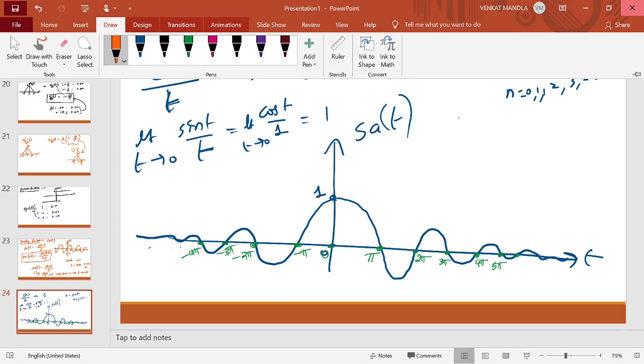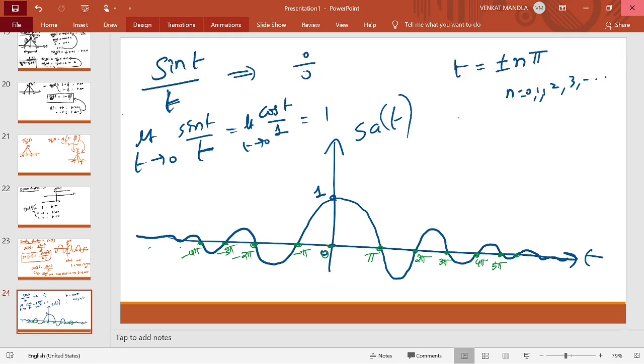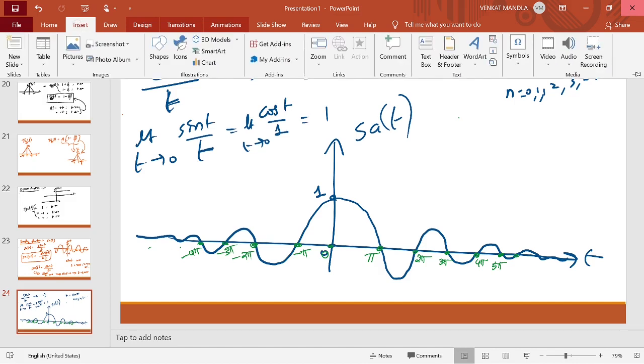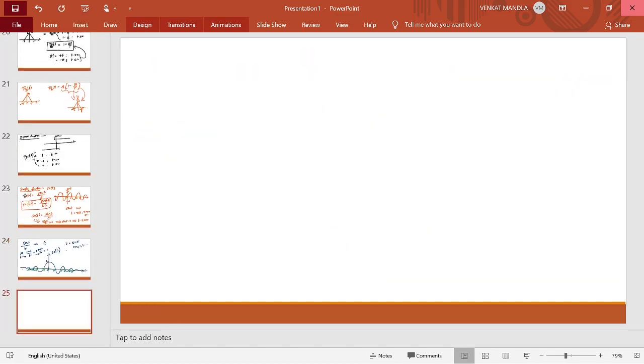And one more signal is there, same like the sampling signal: the sinc signal. So this is sinc t. So what is sinc t? Sinc t equals sin pi t by pi t. Inside the bracket there is no pi in the elementary form of the sine signal, but in representing sinc, it is sin pi t by pi t.